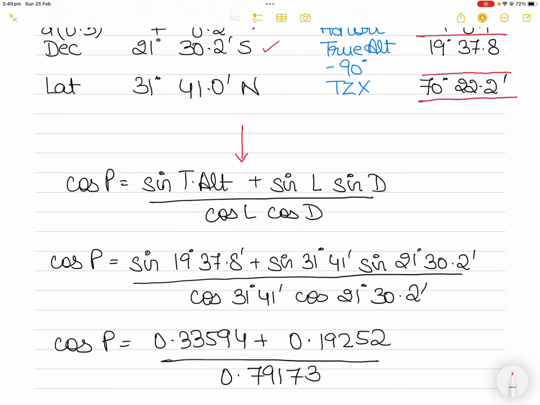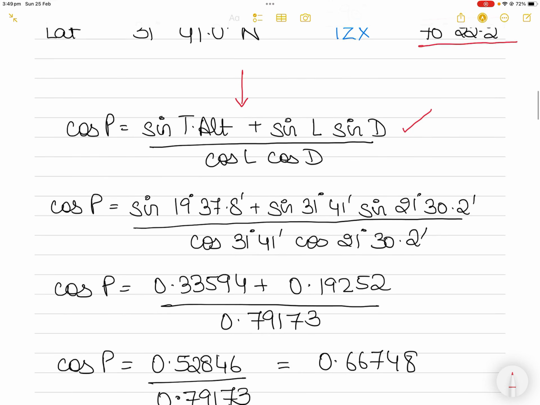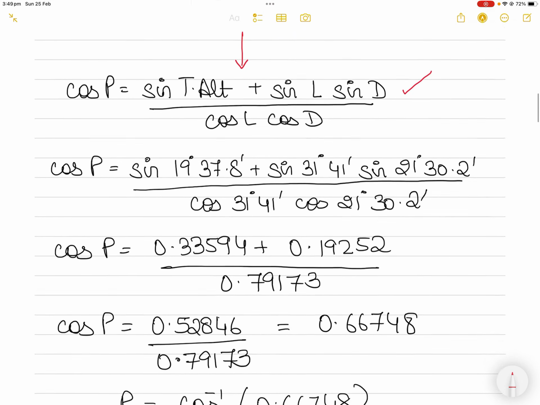So in this case one is south and the other is north, so I will use plus only. So you can see here sine true altitude plus sine latitude multiplied by sine declination divided by cos of latitude cos of declination. Put the values as you see I have put and then figure them out correctly.